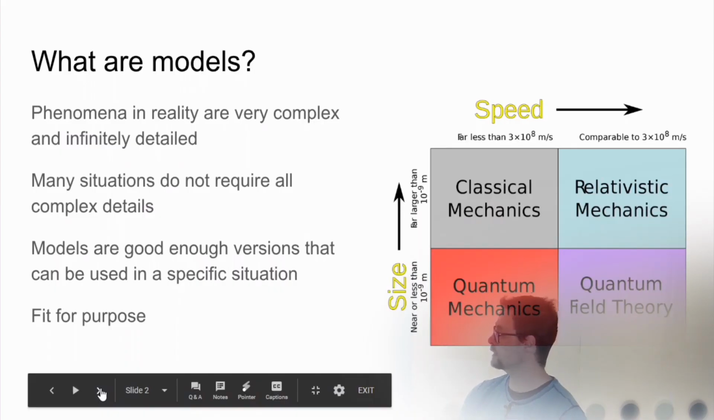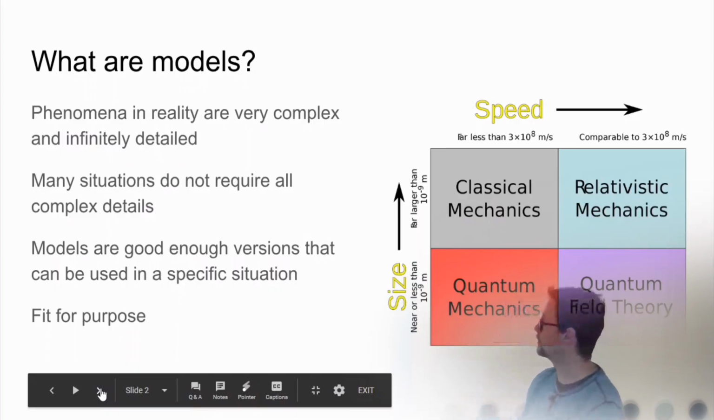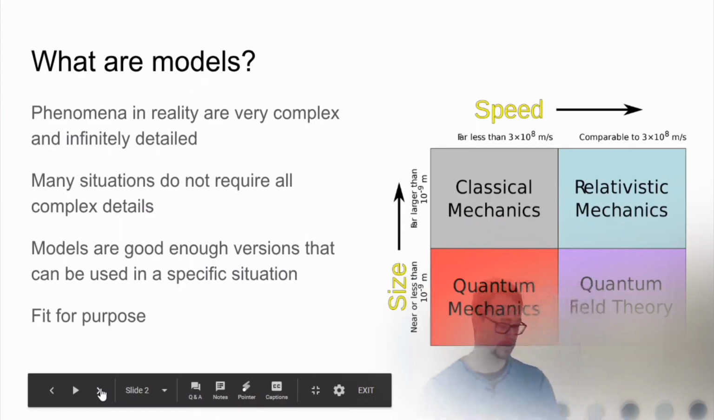If stuff is really small, classical mechanics do not work anymore. The predictions they can make are not accurate or simply do not work. So we have other models in that case. And if things are small and move very fast, we have yet other models. So it's important to know what situations the model actually applies to be able to use it, because using the wrong model in the wrong situation will not give good results.